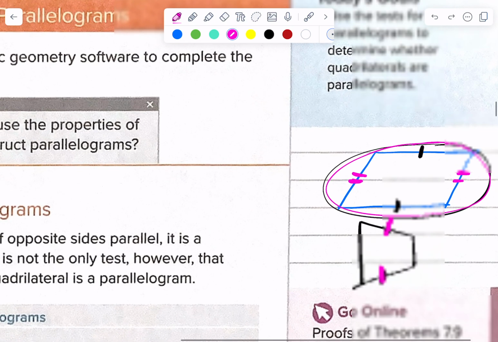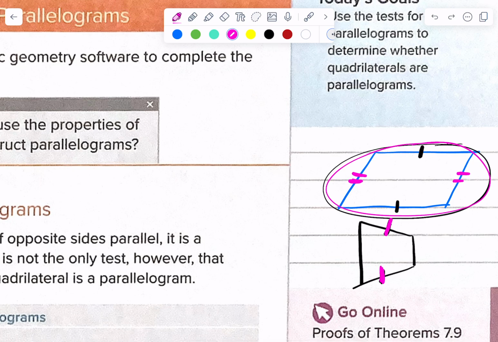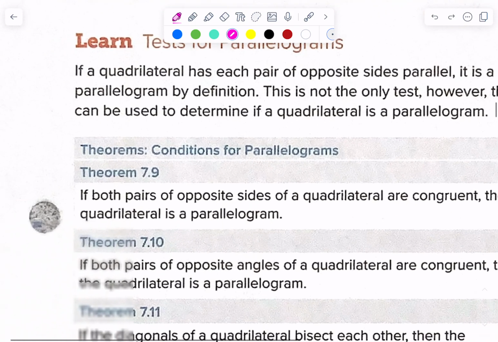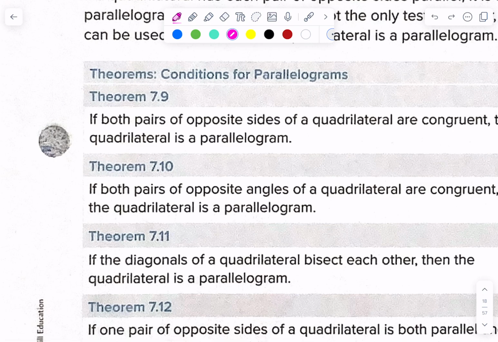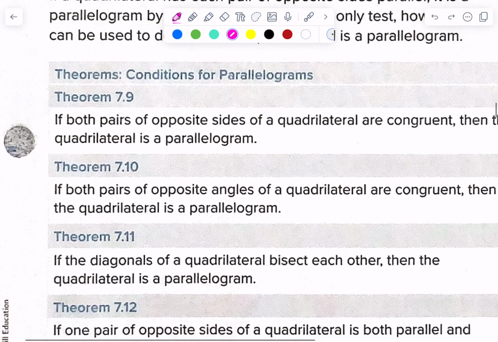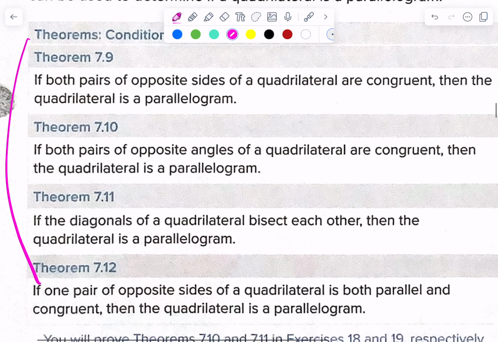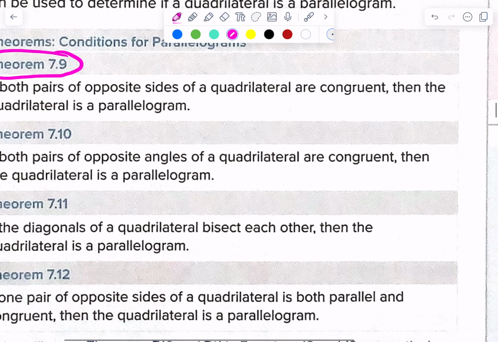Like what has to be in place in order for this to be a parallelogram? Okay, there are a couple requirements. There are 4 of them, and one of the 4 has to be met in order for us to have a parallelogram. So the first one, Theorem 7.9, circle it. Theorem 7.9 says that if I have 2 sets of congruent sides, then it has to be a parallelogram.